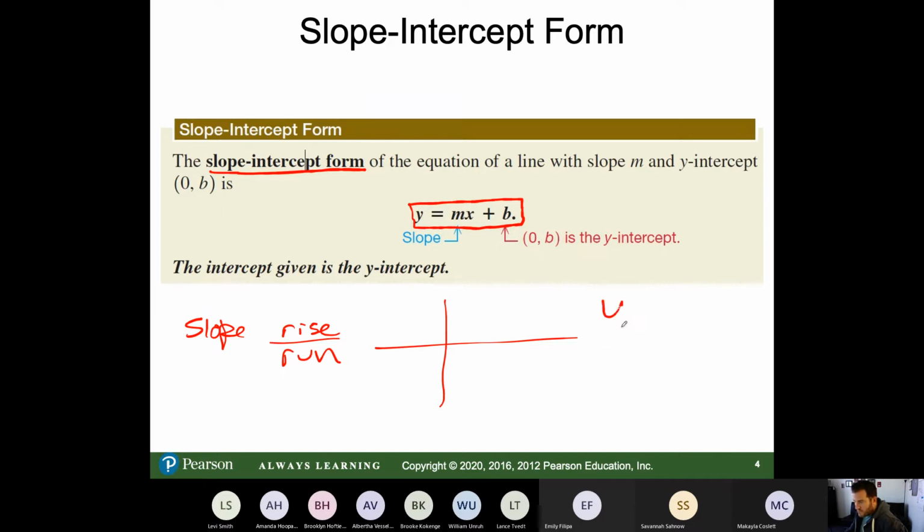We also had that slope formula, which we'll talk about a little bit later, (y2 - y1) over (x2 - x1). So that's all slope stuff that we already talked about on Monday. The y-intercept, what does that mean? What does that even look like?